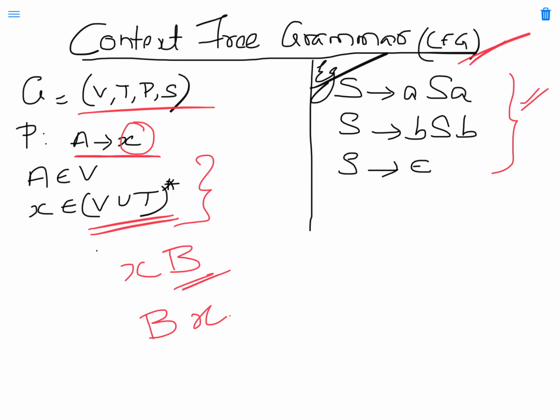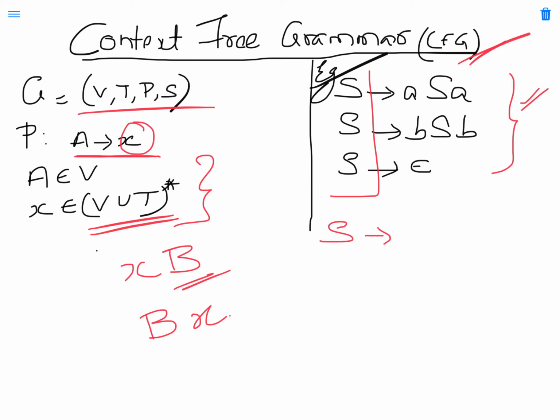Why? Because there is no restriction on the right-hand side, and the non-terminal can come in the middle. The only restriction imposed in context-free grammar is on the left-hand side of the production: it should be a non-terminal. The right-hand side can be epsilon, a terminal or a non-terminal symbol. So if we are asked to derive a string, we can start with the start symbol. Here the only symbol in V is S, so we start with S.